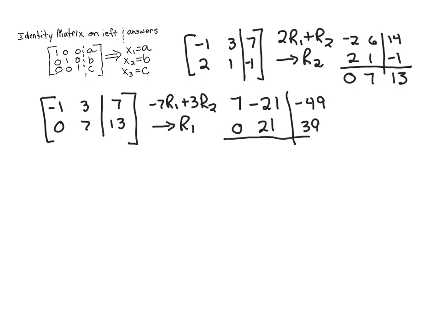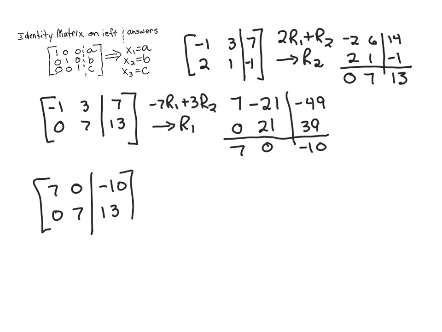When I combine these, I get a 7, 0, -10. That is my new row 1. So my new matrix is 7, 0, 0, 7, augmented with a -10 and a 13. And I'm going to now divide row 1 by 7 and replace row 1. I'm going to divide row 2 by 7 and replace row 2.